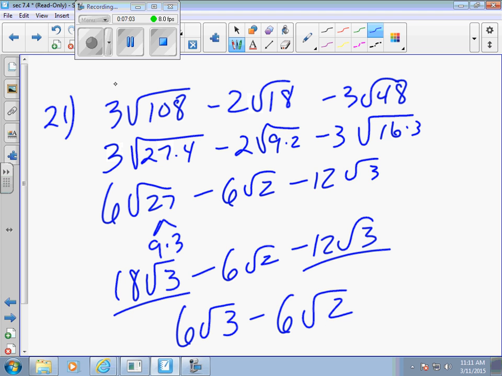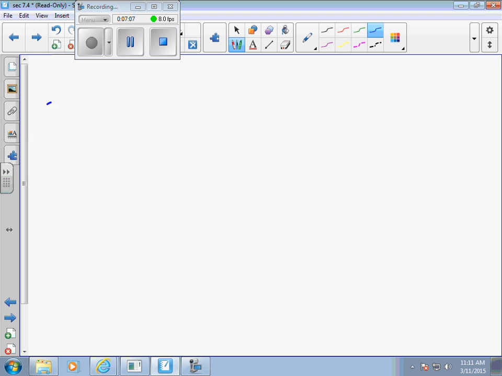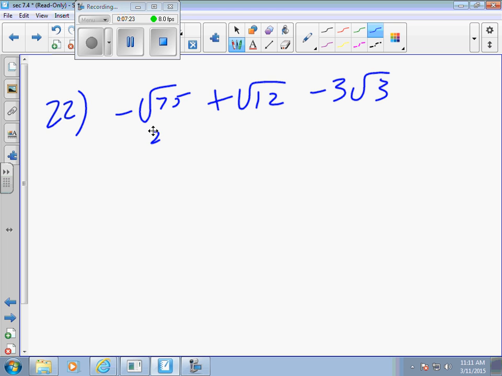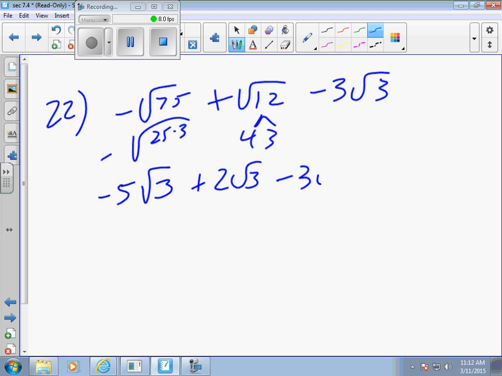Let's take a look at number 22. 22 says negative square root of 75 plus the square root of 12 minus 3 root 3. Well, this is 25 times 3, so when I bring that out, the 5 will come out of there, leaving me with negative 5 square roots of 3, because the negative was out there. This is 4 times 3, so the 2 comes out, root 3 left behind. And the last one's already in simplest form. They all have the same radical parts, so I'm going to take negative 5 plus 2 minus 3 gives me negative 6 root 3.